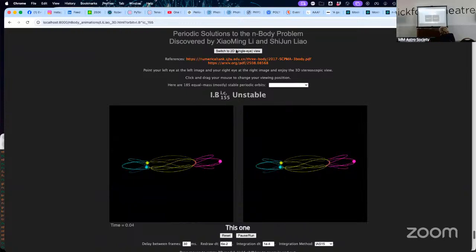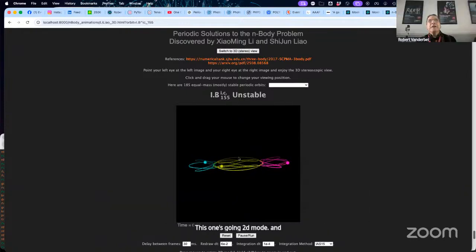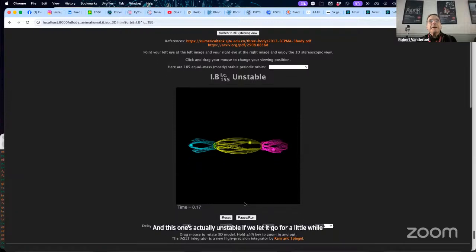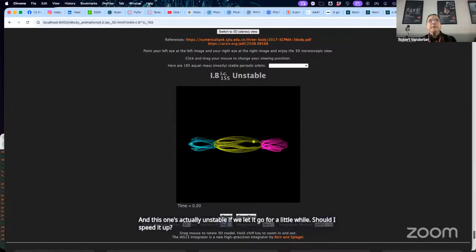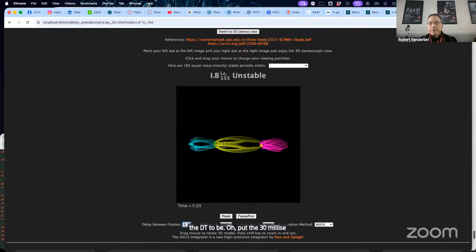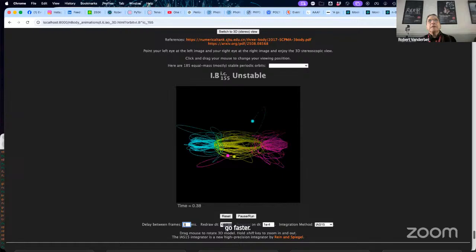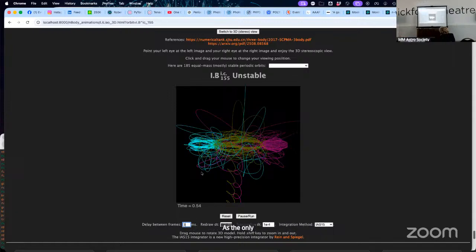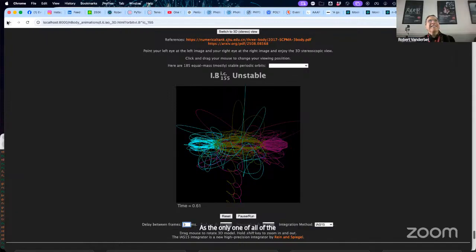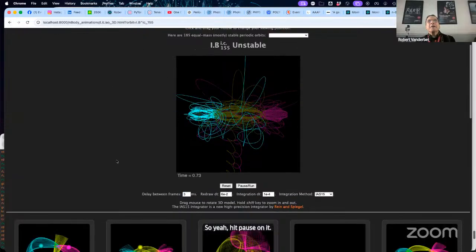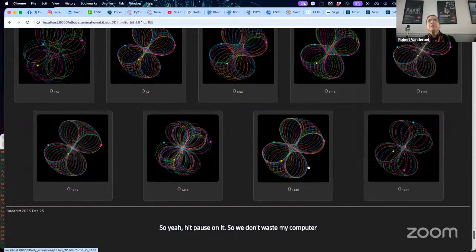This one, let's go in 2D mode. And this one's actually unstable if we let it go for a little while. Should I speed it up? Put the dt from 30 milliseconds to 3 milliseconds. Go faster. Yeah, it goes berserk after not too long. That's the only one of all of them that they made that goes berserk. So, hit pause on it so we don't waste my computer. And maybe I'll just show you one more.